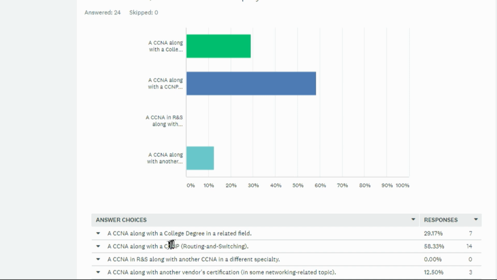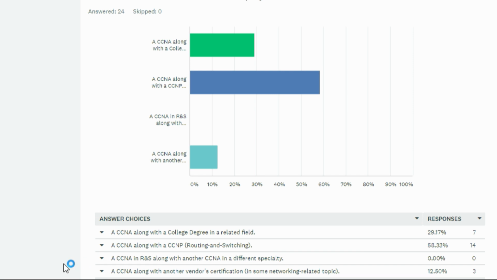Then coming into second place was a CCNA along with a college degree in a related field. What I found kind of interesting is that of all the people who responded, absolutely nobody said that they would want someone who has a CCNA in routing and switching as well as a CCNA in a different specialty. That doesn't seem to appeal to employers, and that was kind of surprising to me.